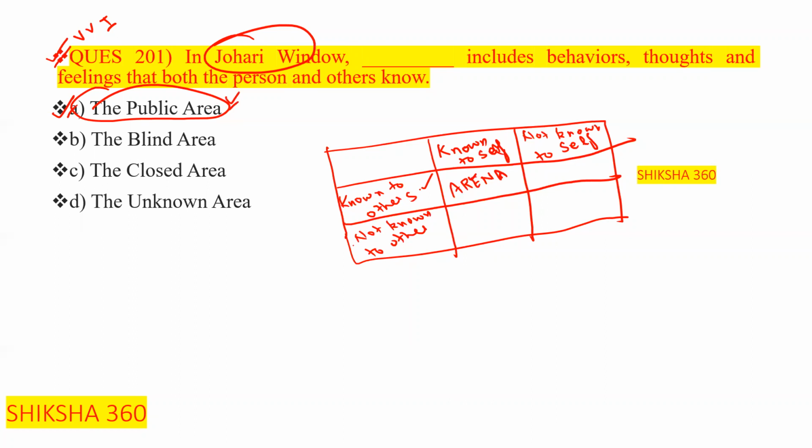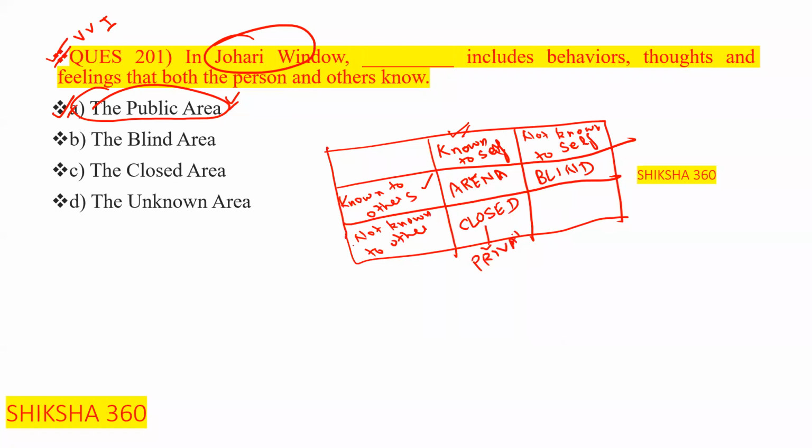The second one is known to others: others know something regarding a person, but that person does not know. That is blind. The person does not know about himself, but others know. The third one is where the others don't know the quality of that person, but the person knows about himself. That is closed, or sometimes they also write it as private in the option.